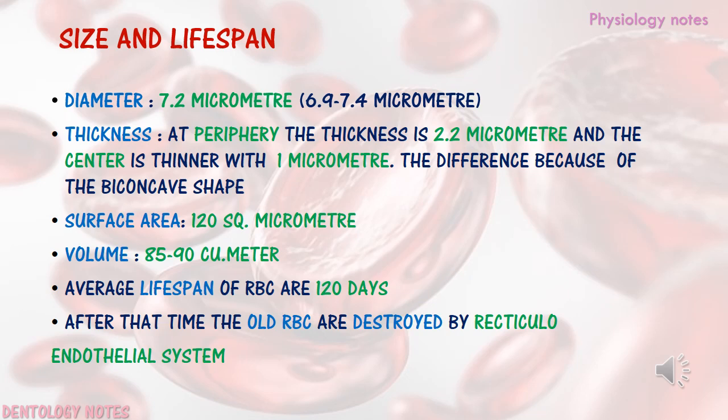Average lifespan of RBC is 120 days. After that time the old RBC are destroyed by the reticuloendothelial system.